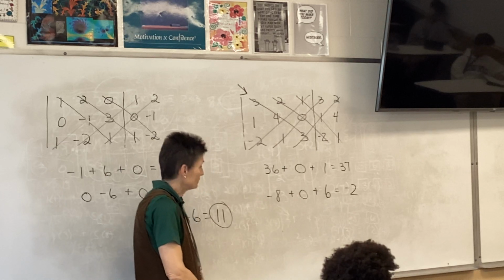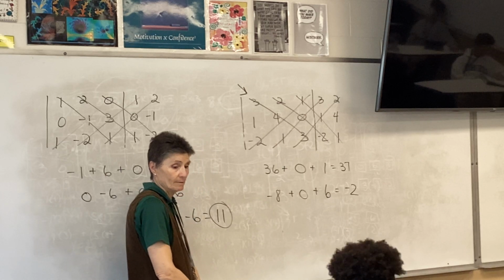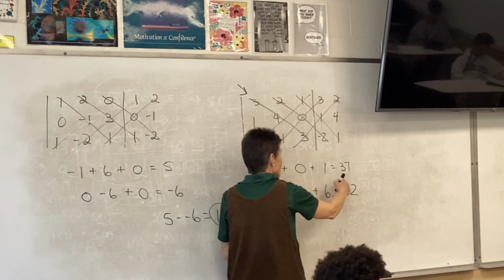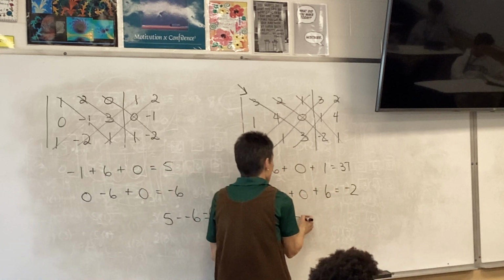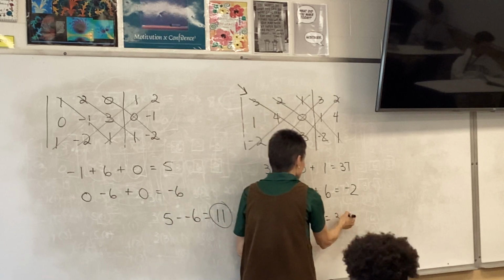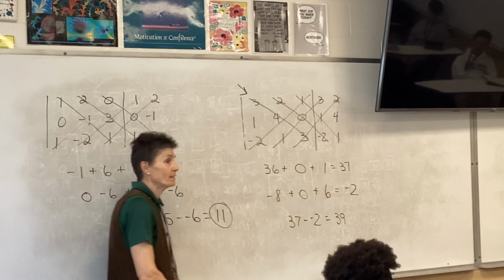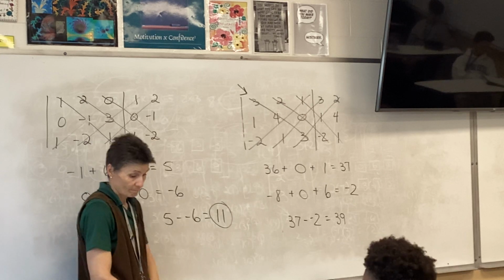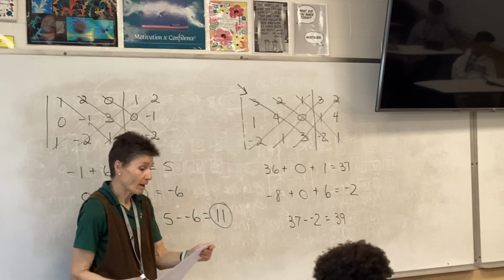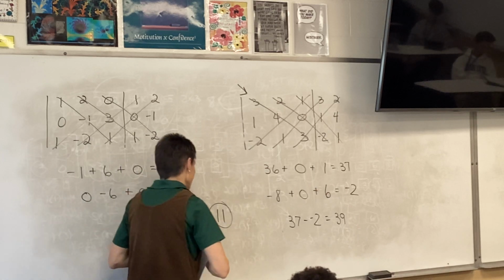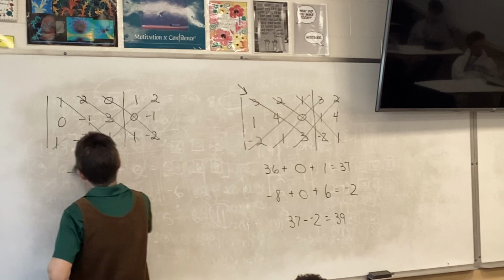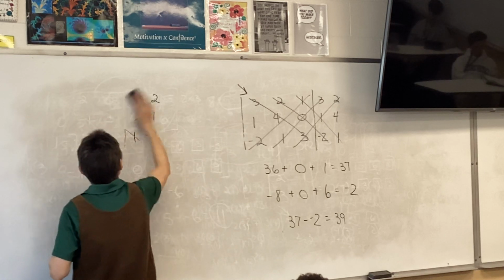Isn't it -2? Yeah. So now I take my two totals and subtract them. So the value of the determinant is 39. All right, one more. Try this one on your own. Let's see what we can come up with. We're doing it exactly the same way. It's exactly the same kind of problem.